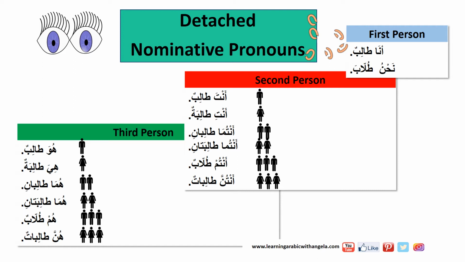So once again, أنا طالب, نحن طلاب. أنت طالب, أنت طالبة. أنتما طالبان, أنتما طالبتان. أنتم طلاب, أنتن طالبات. هو طالب, هي طالبة. هما طالبان, هما طالبتان. هم طلاب, هن طالبات.